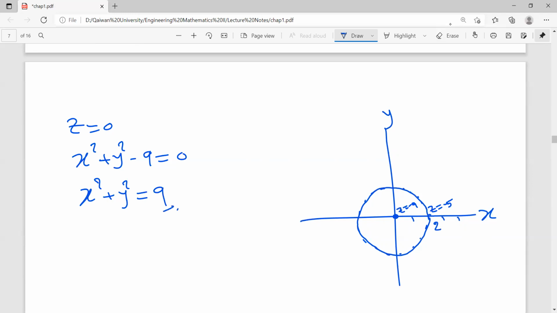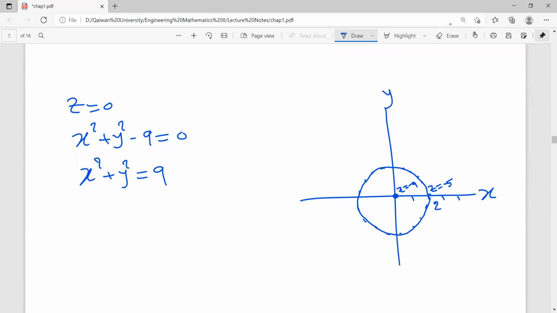Okay, this is r squared. So how about r? r is 3. Now we sketch the graph for the function at 3. This is z equals 0.